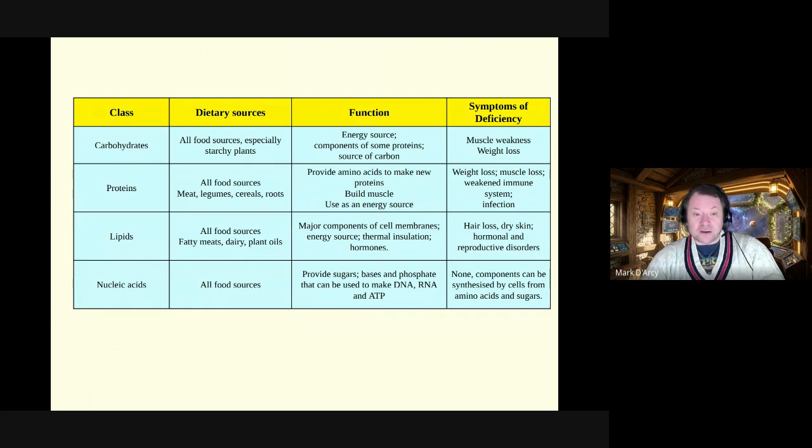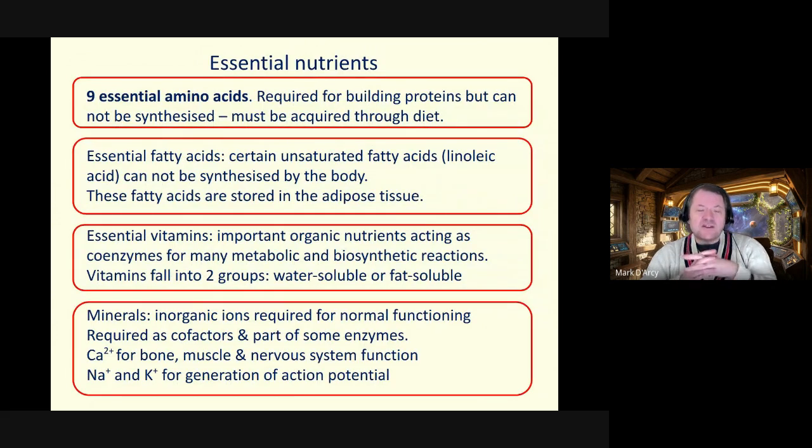Nucleic acids are found in all foods. All foods have got RNA and DNA. Function: provides sugars, bases, and phosphate that can be used to make DNA, RNA, and ATP. Symptoms of deficiency: none really, because the components can be synthesized by cells from amino acids and sugars. These are the major nutrients. Then we have essential nutrients.